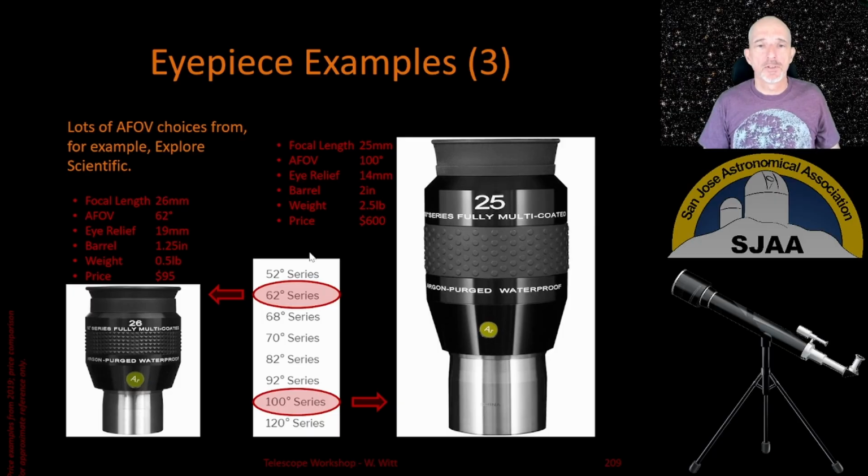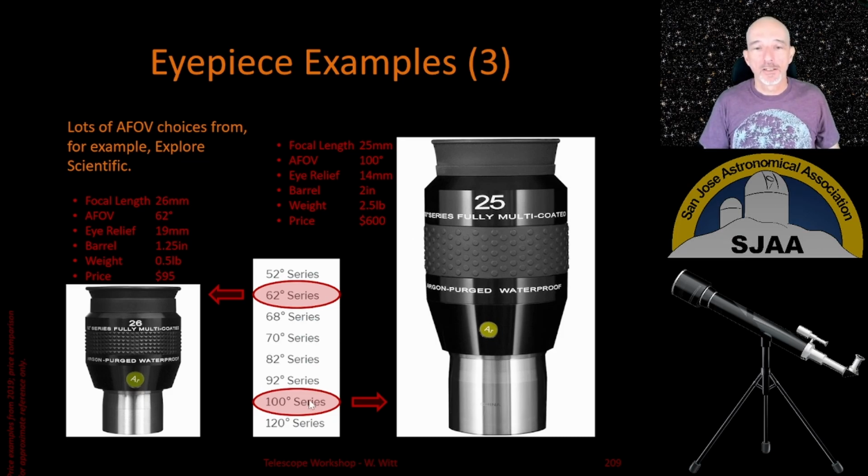Here's another example of how eyepieces are sold. This is, for example, a company called Explore Scientific. And notice that they have lots of different series of eyepieces. These are all apparent fields of view: 52 degrees, 62, 68, all the way up to 120. So for each of these series, there's a bunch of different focal lengths, and you have to choose what you want to buy. So for example, here is the 62 degree series. I'm showing a 26 millimeter focal length eyepiece, apparent field of view 62 degrees, eye relief 19 millimeters. And it weighs half a pound and costs $95.